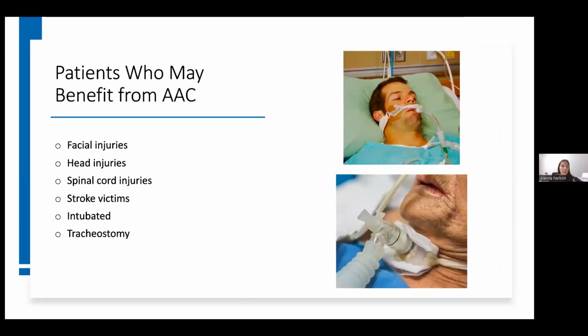So then when talking about the different patients within the ICU who may benefit from AAC, honestly, any patient who is unable to speak or clearly communicate could benefit from the use of AAC. However, it is important to be mindful of the client's cognitive state when deciding to use AAC with your patients. This is because deficits in cognition can make it difficult for the client to understand the purpose and use of AAC. But to name a few patients who may benefit, we're looking at patients with facial injuries, head injuries, spinal cord injuries, stroke victims, patients who are intubated, and patients with tracheostomies.